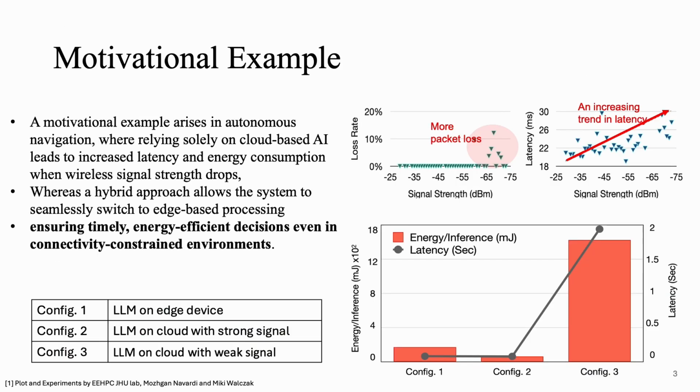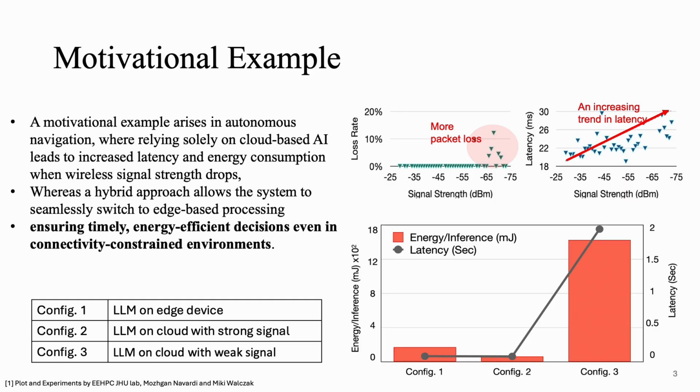This slide illustrates a motivational example drawn from autonomous navigation scenarios. In these systems, if we rely solely on cloud-based AI, especially for tasks like large language model inference, we run into issues when wireless signal strength weakens. As shown in the top graphs, lower signal strength leads to more packet loss and a clear increase in latency. In configurations 2 and 3, where inference is done in the cloud, we see that energy consumption and latency increase significantly when the connection weakens. Config 3, in particular, demonstrates the highest energy cost and latency under weak signal conditions.